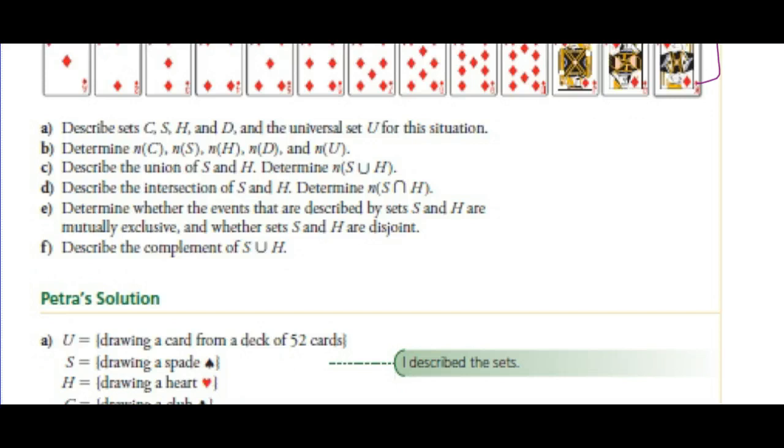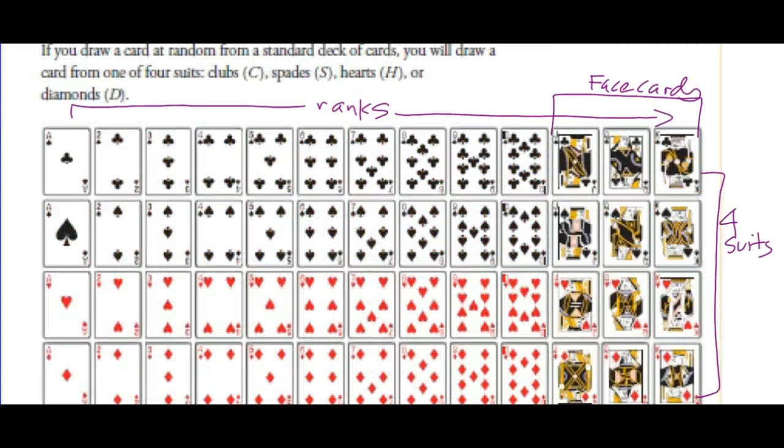Describe set C, S, H, and D in the universal set U. I think we did that. Determine the number. We did that, right? So there are 13 of each of these. Describe the union of spades and hearts. So what's the union of spades and hearts? What does union mean? Put them together. So it's just all of these.